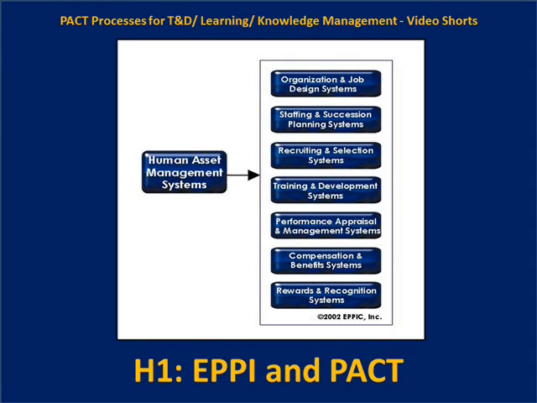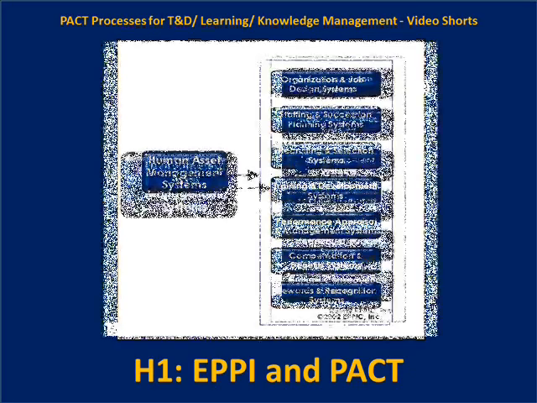Compensation and benefit systems. Who's responsible for that? Are we having turnover in our human assets because we're not paying adequately compared to the people down the street in our geography? What about rewards and recognition? Are we adequately providing rewards and recognition for good work? Are we rewarding individuals, or are we rewarding teams?